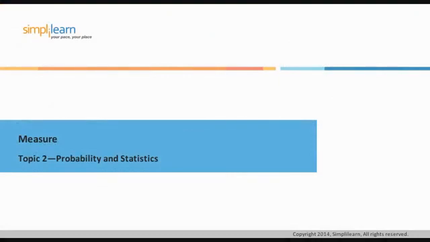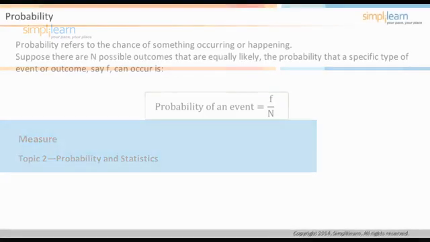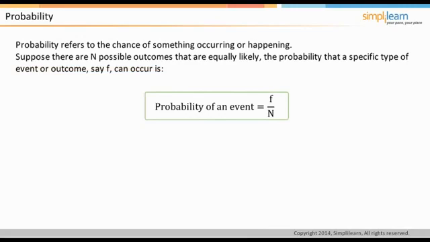In this topic, we will discuss probability and statistics in detail. Let us learn about probability in the following screen. Probability refers to the chance of something occurring or happening. An outcome is the result of a single trial of an experiment. Suppose there are n possible outcomes that are equally likely. The probability that a specific type of event or outcome, say F, can occur is the number of specific outcomes divided by the total possible outcomes.